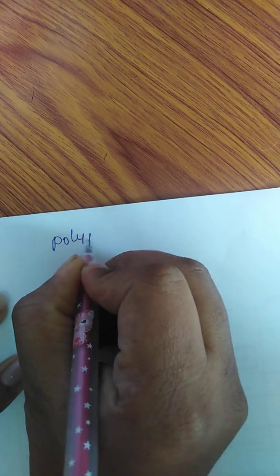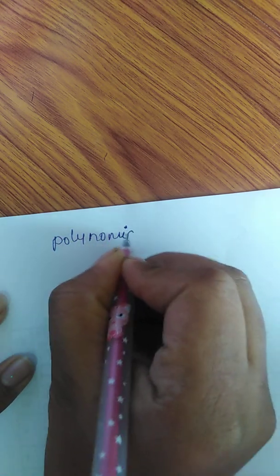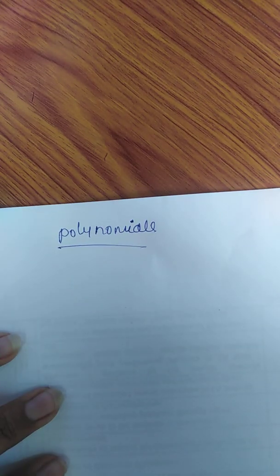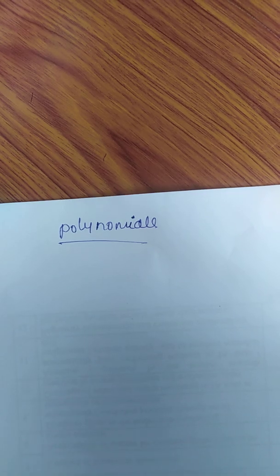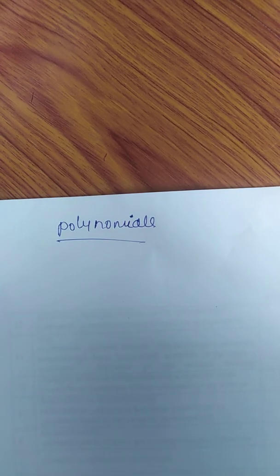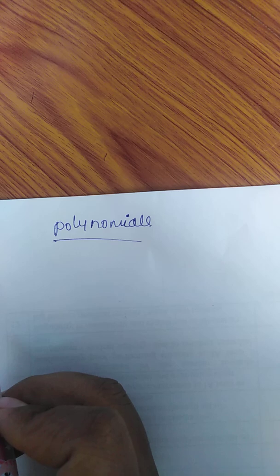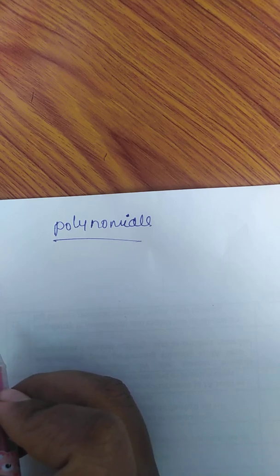CRC polynomial. What are polynomials? The patterns of 0 and 1 can be represented as a polynomial with the coefficients 0 and 1. The power of each term shows the position of the bit and the coefficient shows the value of the bit. That is called a polynomial.